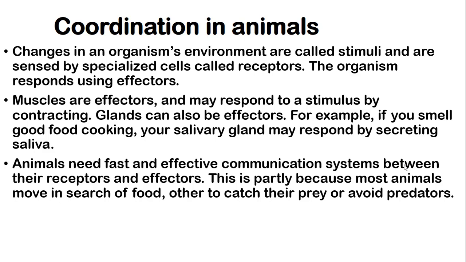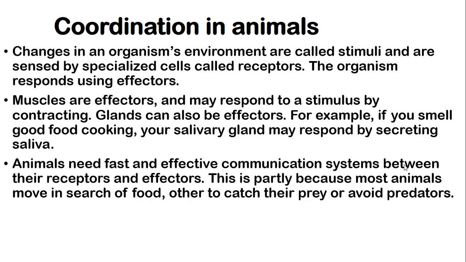One is called the nervous system. The nervous system is the fast way of communication. It takes seconds to respond to a stimulus. And another is a little bit slower but still very important, and that is called hormonal communication, or endocrine communication. So we have two systems, the endocrine system and the nervous system.